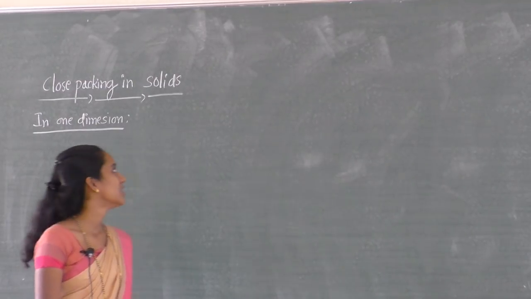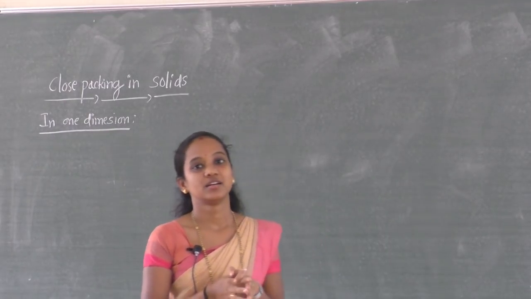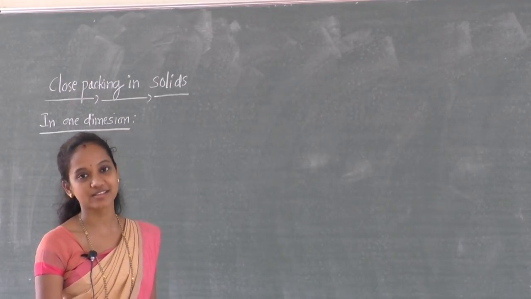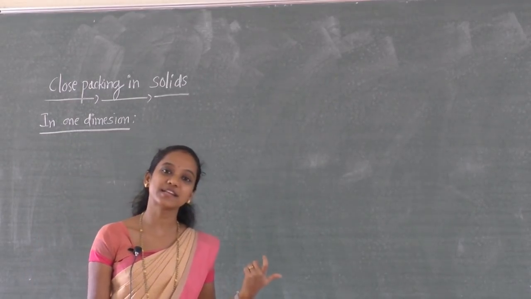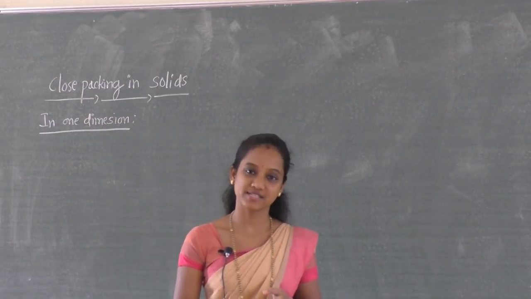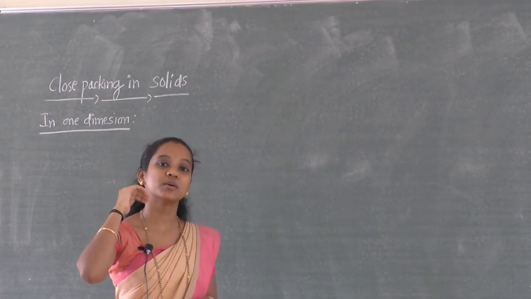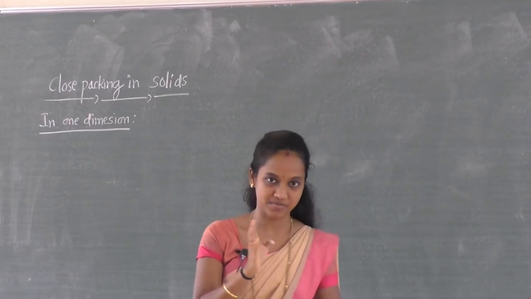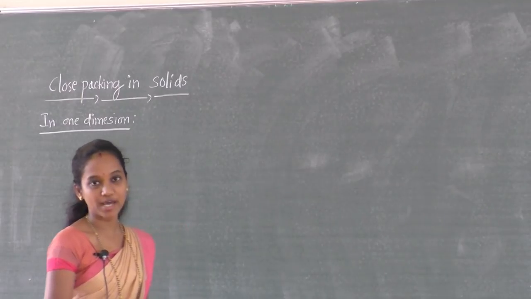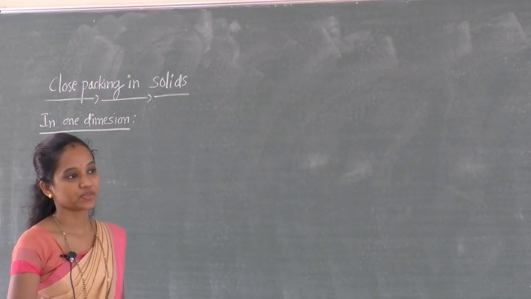Welcome to all. So we have studied about the concept of solids in the previous classes. Solids are mainly classified into two types: crystalline solids and amorphous solids. In crystalline solids, again there are four different types: ionic solids, covalent solids, molecular solids and metallic solids. Under molecular solids there are three types, right? Polar molecular solids, non-polar molecular solids and hydrogen bonded molecular solids.